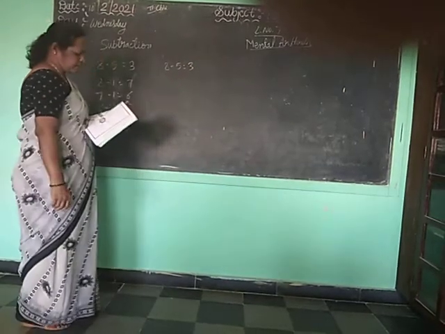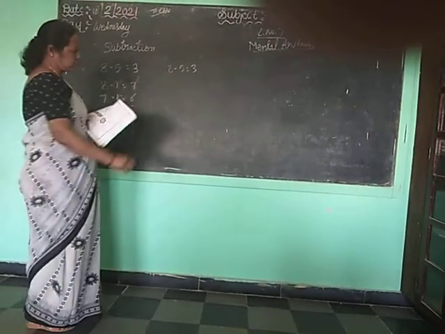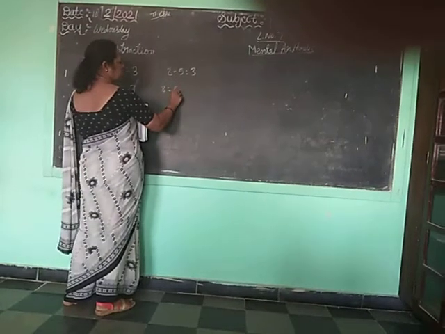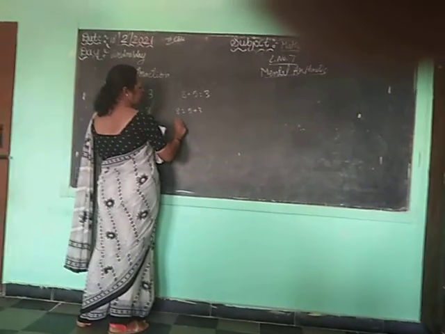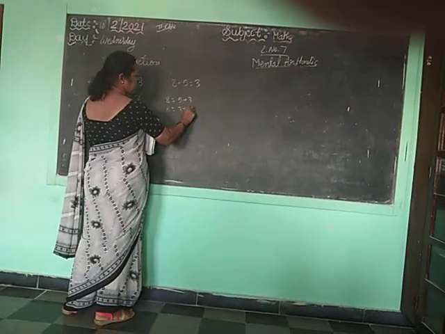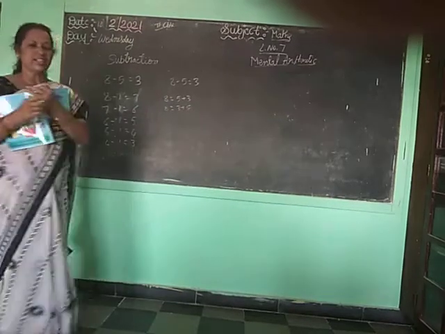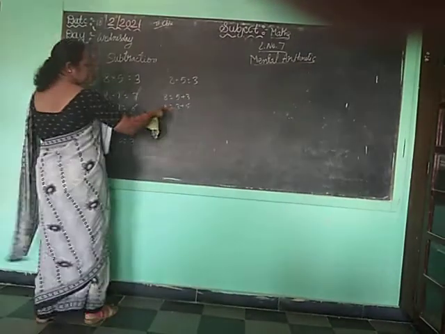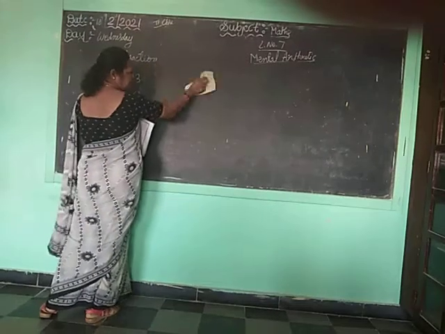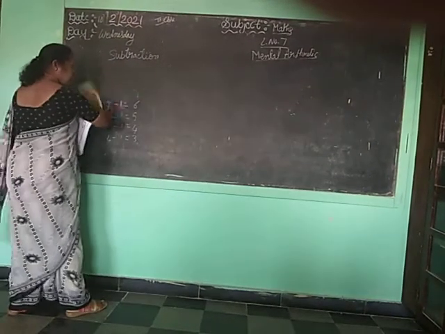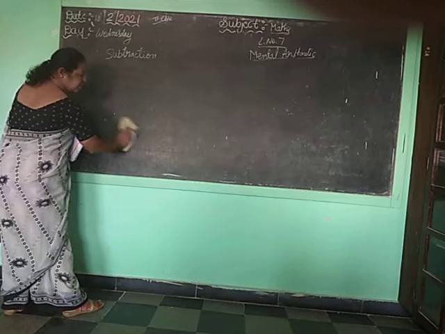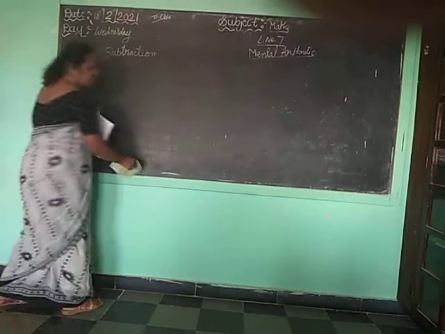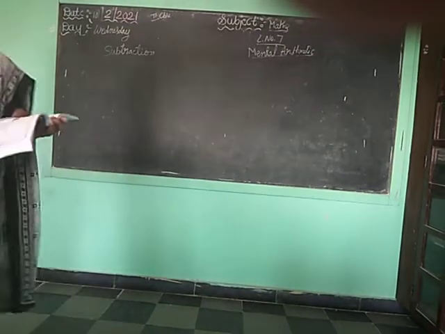So 5 plus 3. 8 is equal to how much? 8 is equal to 5 plus 3 also. Or 8 is equal to 3 plus 5 also. 8 only. Okay, children? If you change the order of the numbers, the answer will be the same. 5 plus 3 also 8. 3 plus 5 also 8 only. Okay.